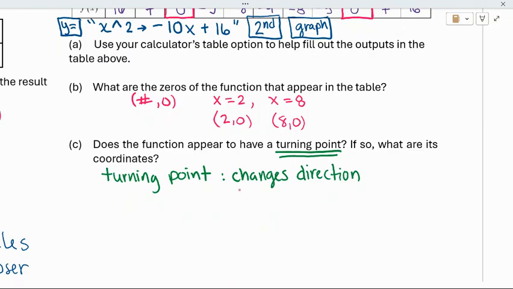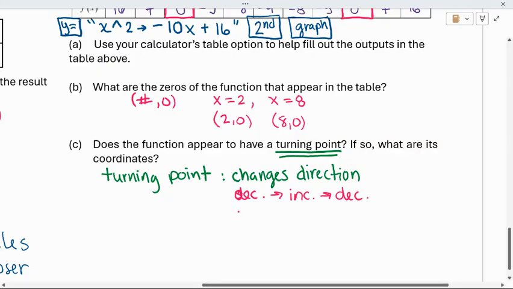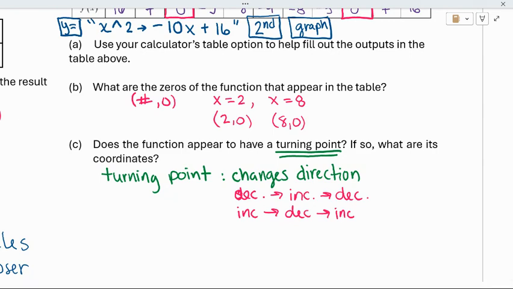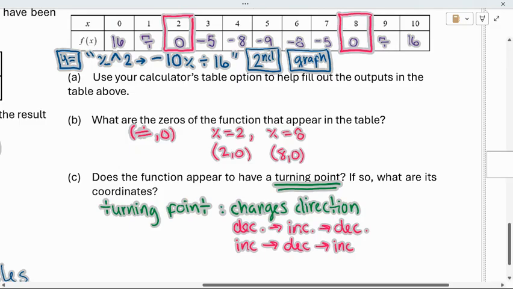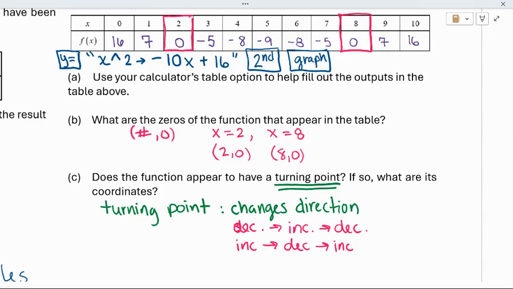Yeah, it'll go from decreasing to increasing, back to decreasing, or from increasing to decreasing, back to increasing, something like that. We're just looking for one turning point. We only have one turning point, so we're looking for when it's decreasing and then goes to increasing, or increasing back to decreasing. So remember that when we talk about a function increasing or decreasing, we're talking about the y values. Is y getting bigger or smaller?